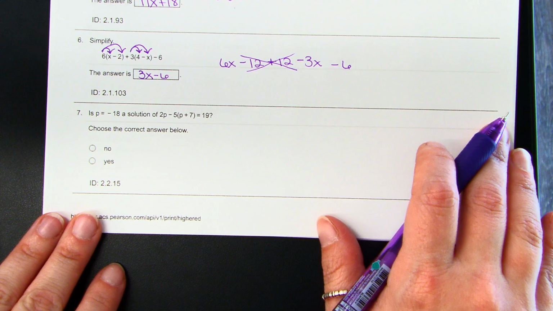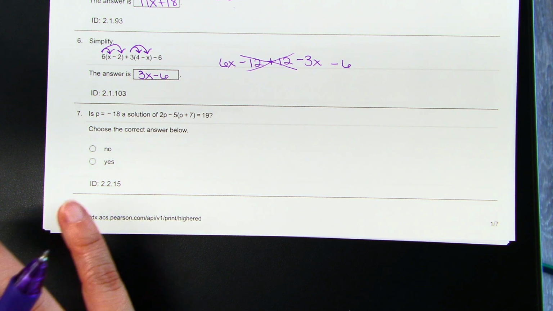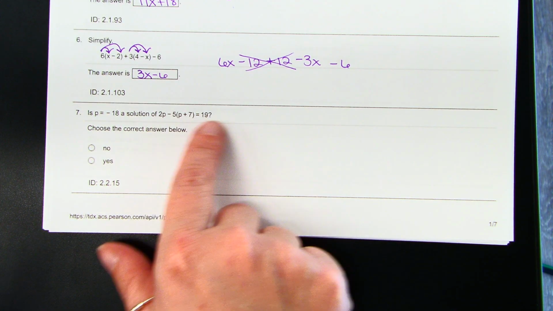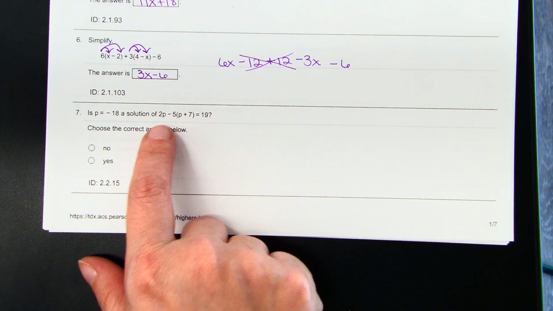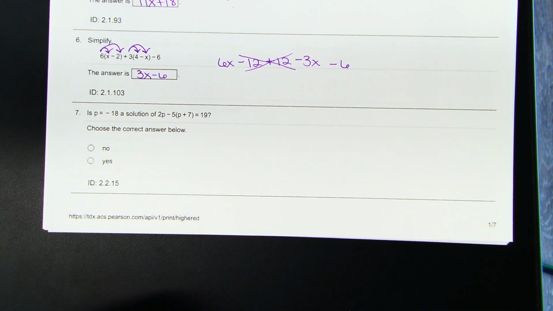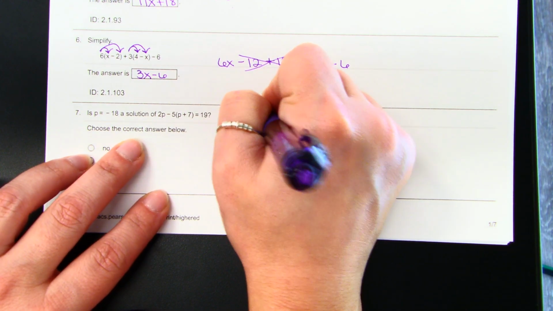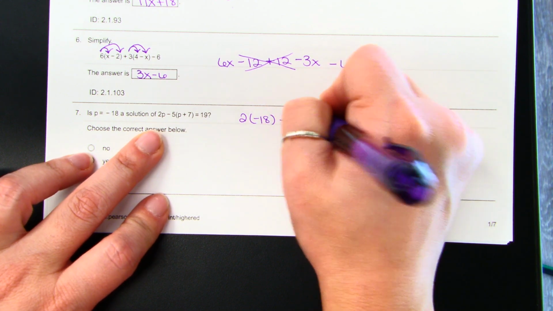All right. Number 7, is p equals negative 18 a solution to 2p minus 5, parentheses p plus 7 equals 19? So this is the beginning of 2.2, where we are testing solutions. We are not asked to solve this at all. We're not even asked to simplify it. All we have to do is anywhere there's a p in here, we're going to put in a negative 18, and we're going to see if we get a true statement out or a false statement out. So instead of 2 times p, I have 2 times negative 18. Minus 5 times, instead of p plus 7, I'll have negative 18 plus 7 equals 19.